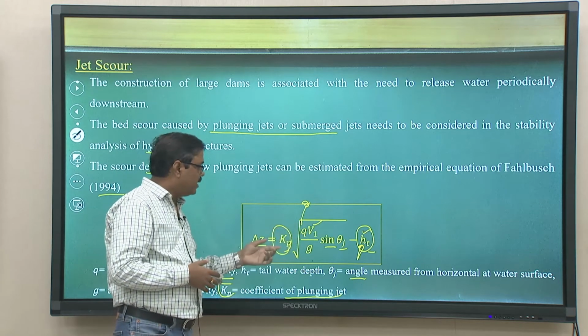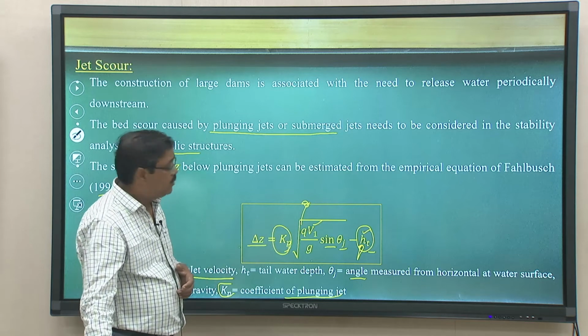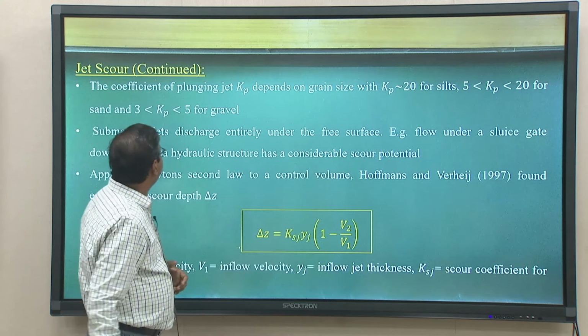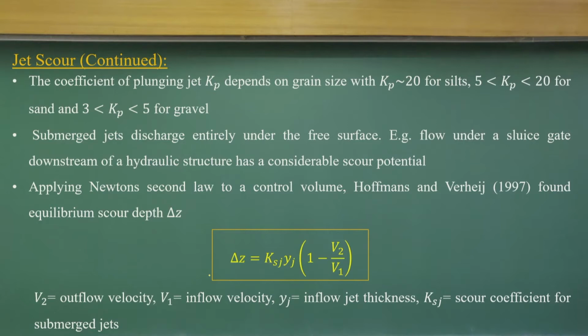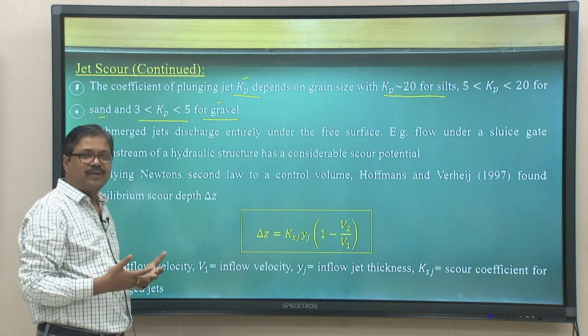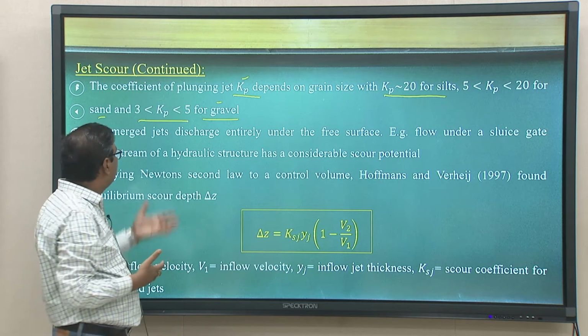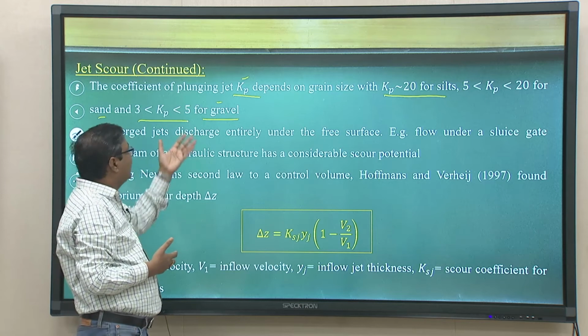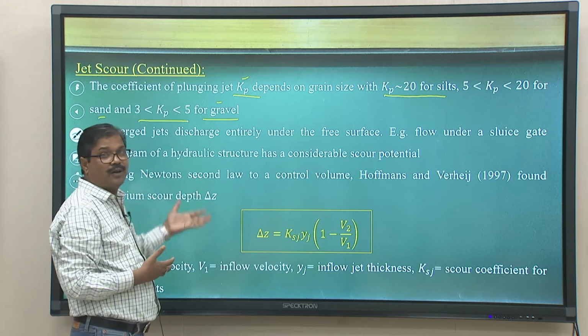Next, we can look at how the Kp value varies. Kp is a plunging coefficient, a multiplication factor, which is 20 for silt. So downstream, if you have silt, this factor is 20; for sand the range is 5 to 20, and for gravels it is 3 to 5. So you can interpret that with silt, the scouring depth will be almost 10 times, close to 10 times, that of gravels.